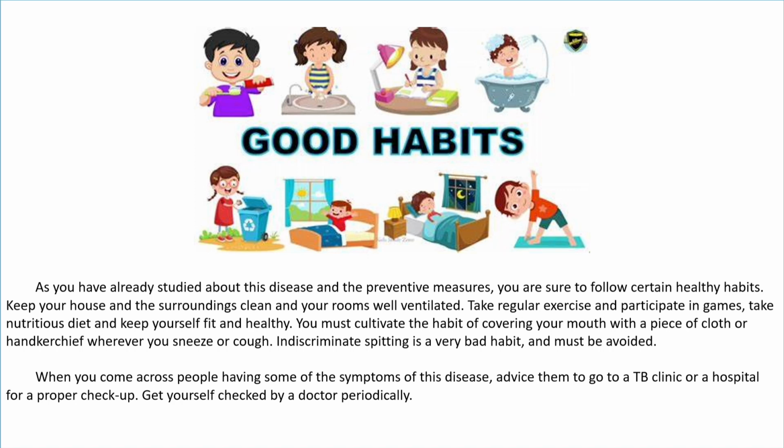When you come across people having some of the symptoms of this disease, advise them to go to a TB clinic or a hospital for proper checkup. Get yourself checked by a doctor periodically. So this is what I have told you, that if you come across any people feeling congestion in the chest, or having blood when they cough, or loss of appetite, weakness, so you should advise those type of people to go to a doctor and see.